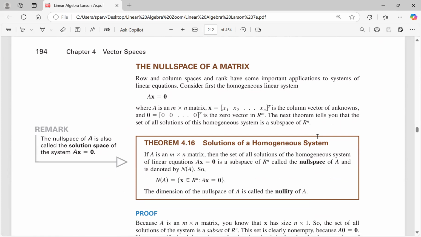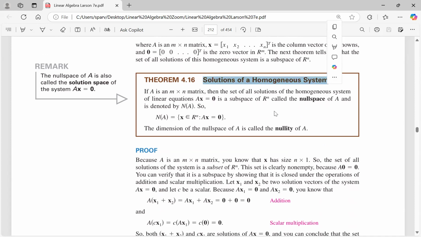All right, another definition. Let's talk about the null space now. The null space of a matrix is simply the set of solutions to the homogeneous system. Okay, now let's look at the solution of a homogeneous system. Remember, that's when we have AX equal to 0. Must be 0 on the right side. It has to be 0. That's called a homogeneous system. Now, the set of all solutions of the homogeneous system is called the null space.